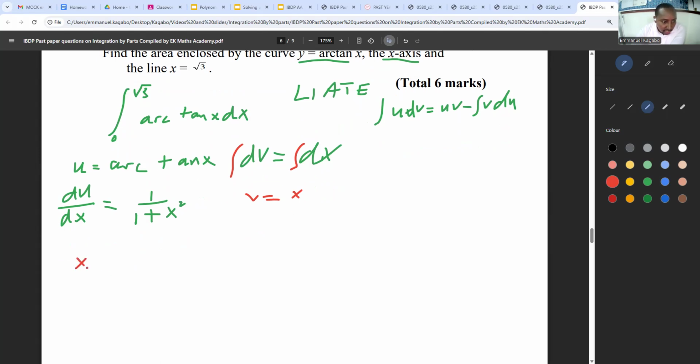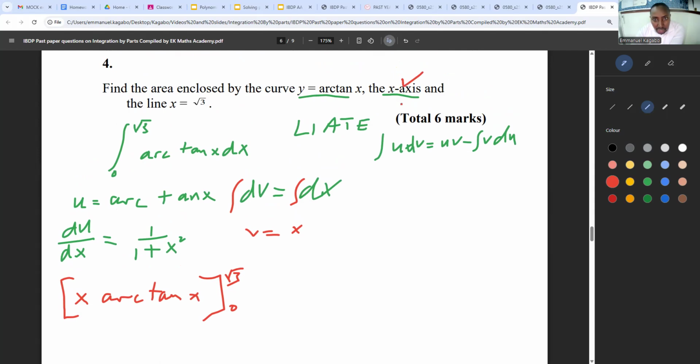So it's going to be x arc tan x. What were my limits, guys? My upper limit is square root of 3, and the lower limit is 0. Okay? The keyword here was underlined, and then this one. Now, minus integration of v is x times, I forgot to make the x the subject here, but you can see this.